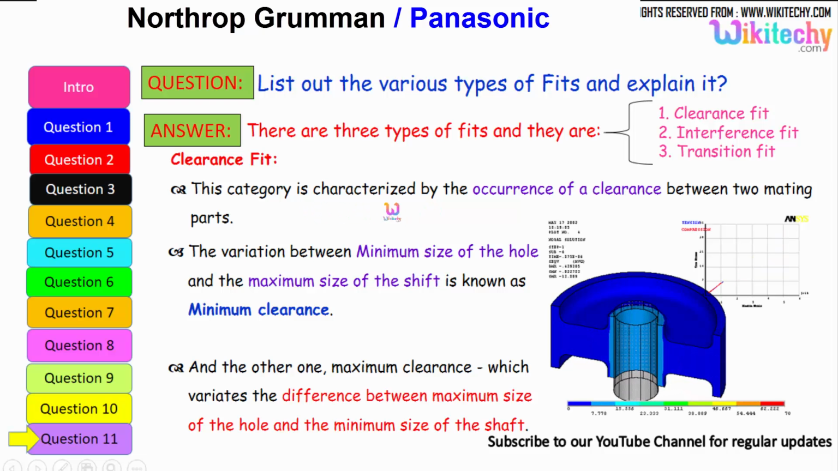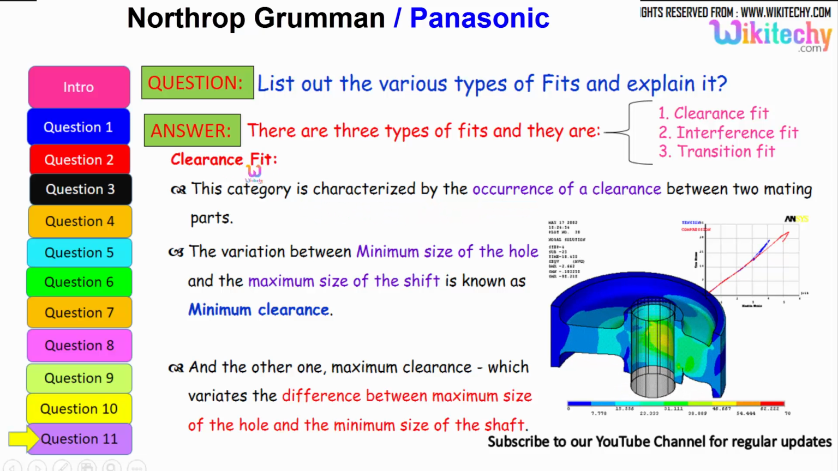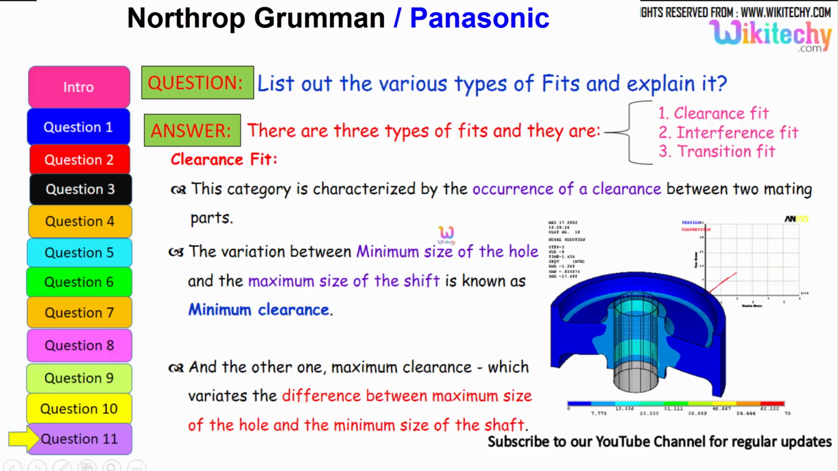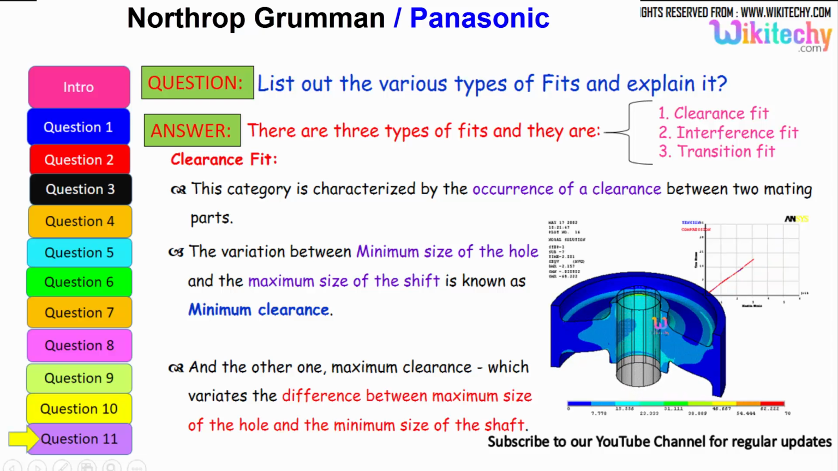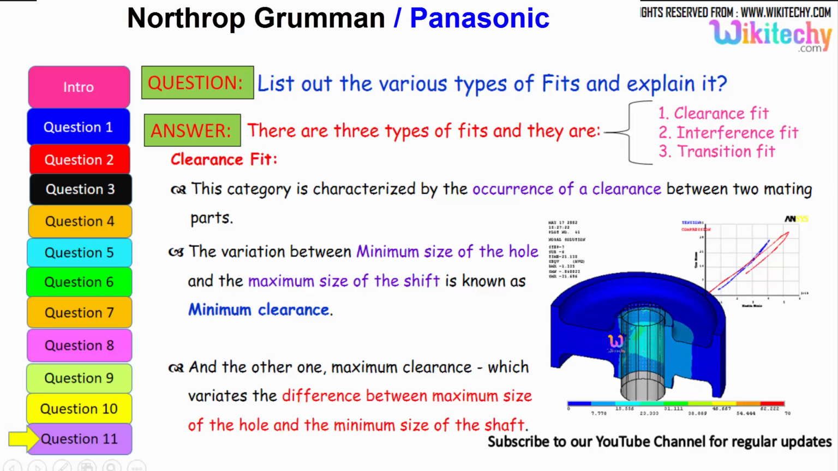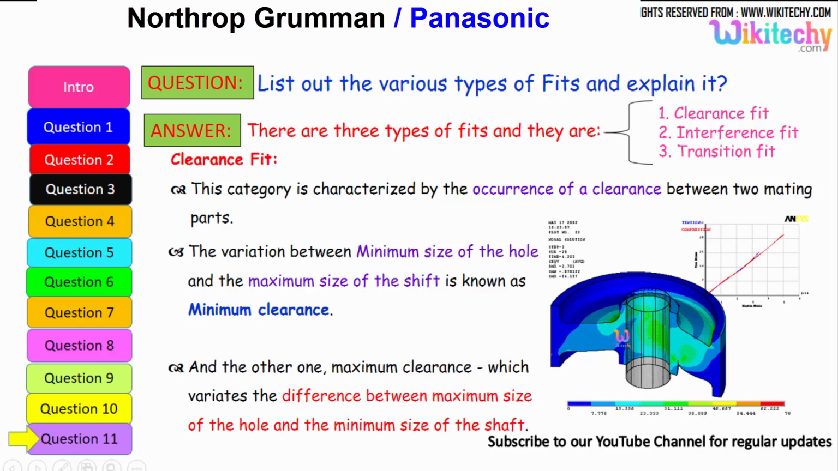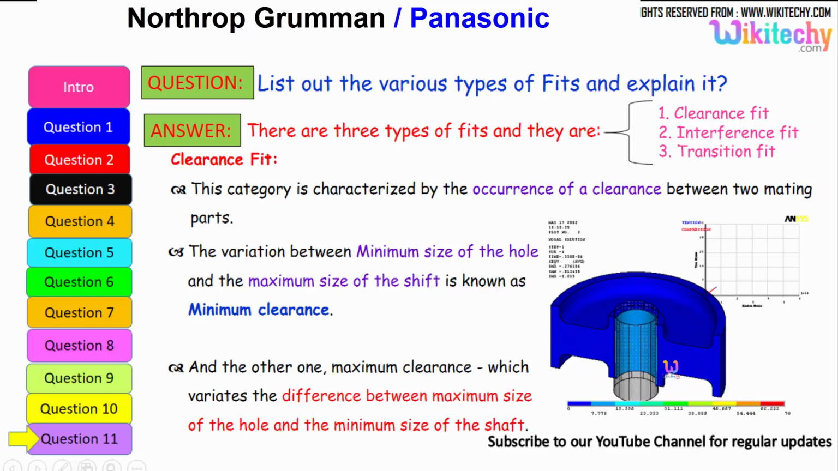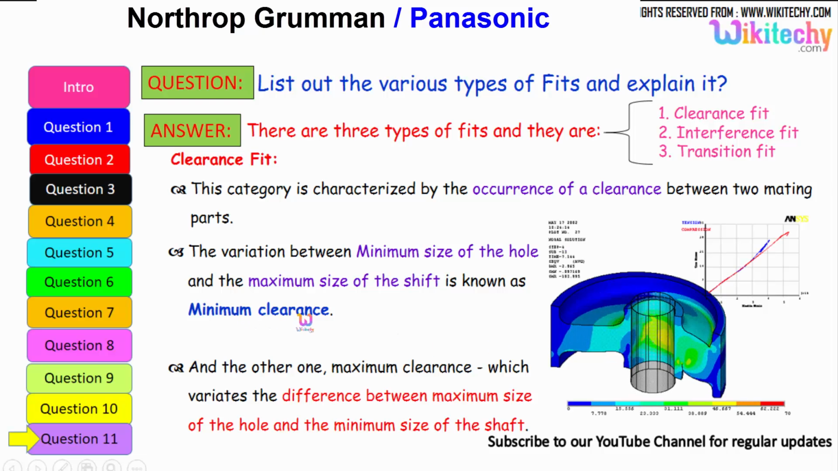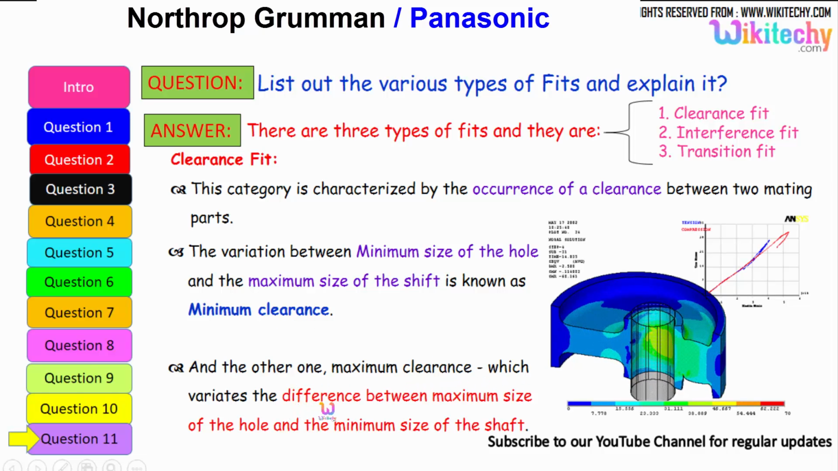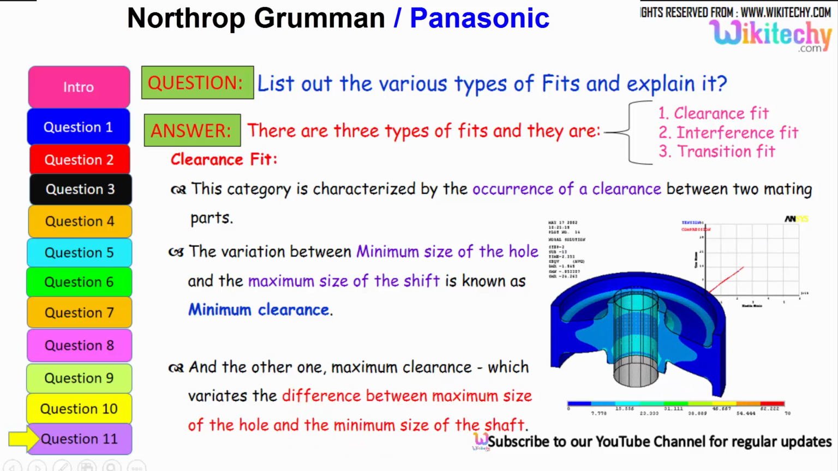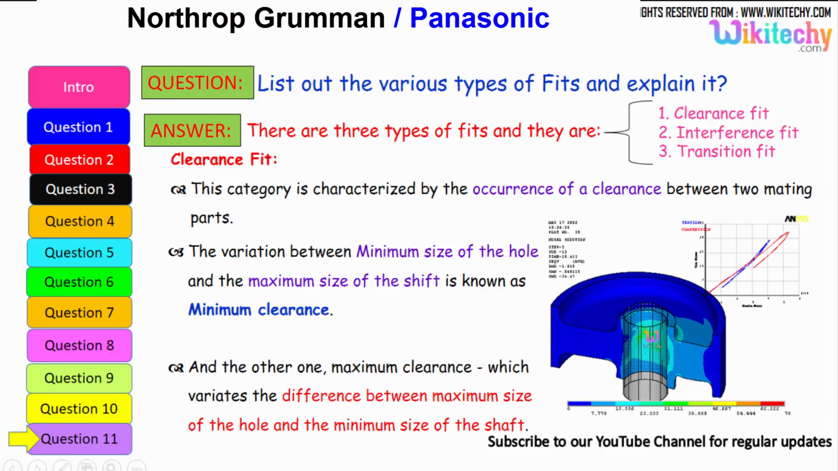The first one is clearance fit. It is characterized by the occurrence of clearance between the two mating parts. The difference between the minimum size of the hole and the maximum size of the shaft is known as minimum clearance. Whereas maximum clearance is the difference between the maximum size of the hole and the minimum size of the shaft. So that's your clearance fit.